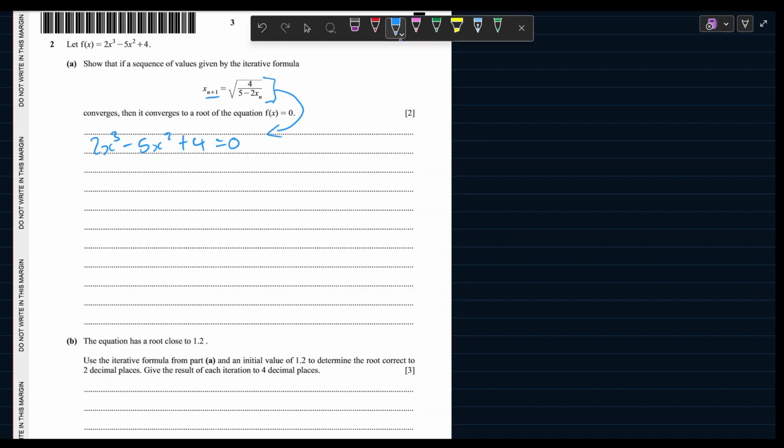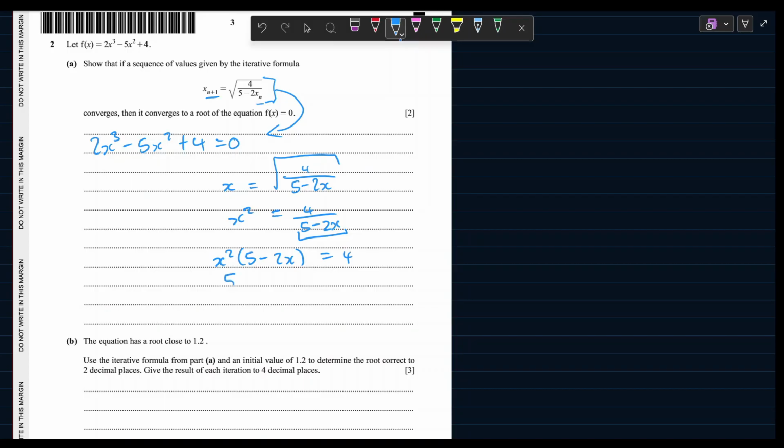I'm just going to remove the n plus 1 and the n's, so that x is equal to the square root of 4 over 5 minus 2x. Okay. And so we can start off by just squaring both sides to get rid of our square root. So you get x squared is equal to 4 over 5 minus 2x. Then I'm going to multiply both sides by 5 minus 2x to get rid of our denominator. So we end up with x squared times 5 minus 2x is equal to 4.